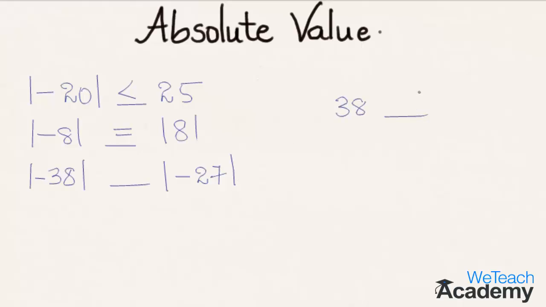Coming to the third example, the absolute value of minus 38 is equal to 38, which is compared to the absolute value of minus 27, that is nothing but 27. So here 38 is greater than 27. We can say that the absolute value of minus 38 is greater than the absolute value of minus 27.